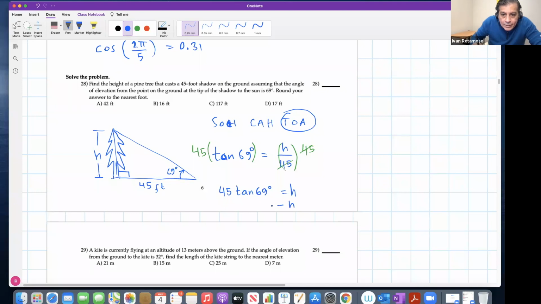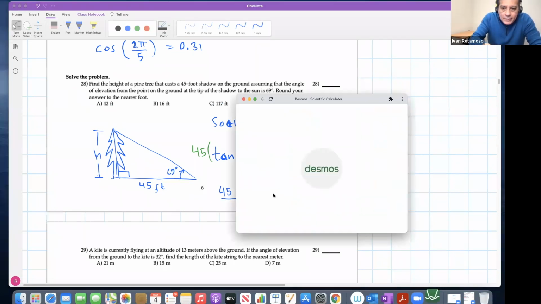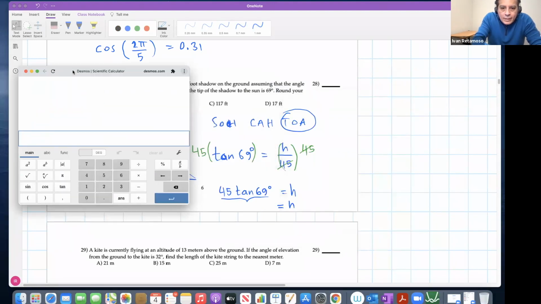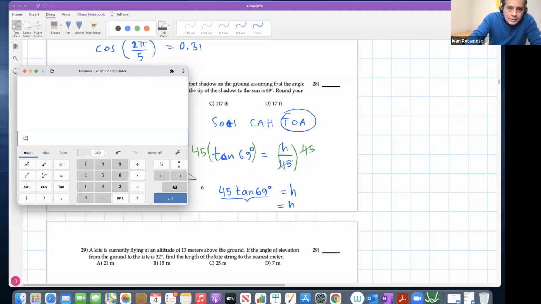But what is that? Because they want this as a decimal, right? You see the choices, and moreover, they want it to be rounded to the nearest whole number, right? No decimals here. So let's do that. So this in the calculator is this. Use your calculator. Someone wrote something in the chat. I will read it next. Tangent of 69.